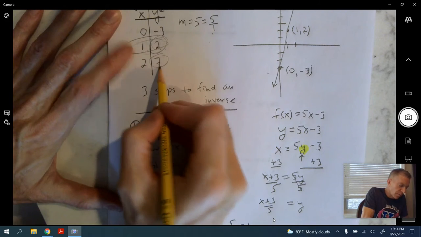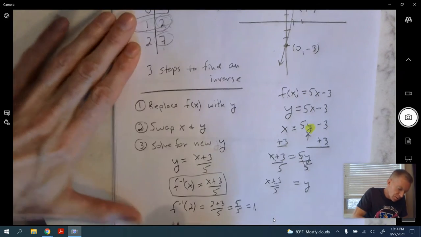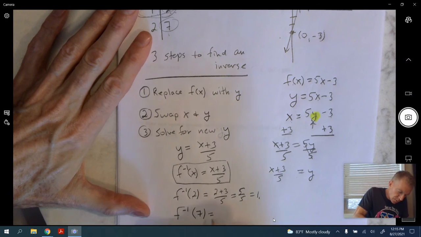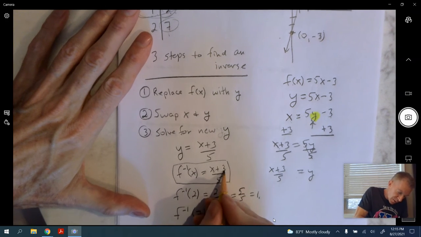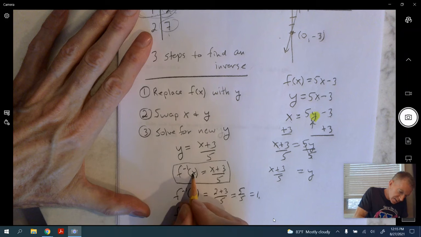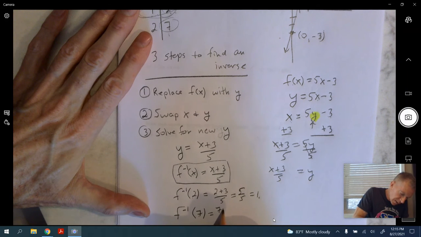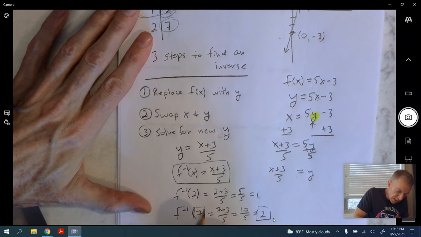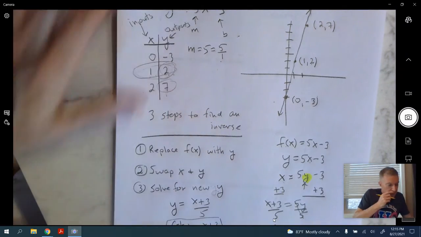It just switched these. It's the inverse function because it does the inverse of what the original function does. Let's try this one. If we plug 7 in, it should spit out a 2. F inverse of 7 equals 7 plus 3 over 5, we're replacing x with 7. That equals 10 over 5, which is 2, which is exactly what we were supposed to get. When our input is 7, our output should be 2. It just flipped the x and the y.